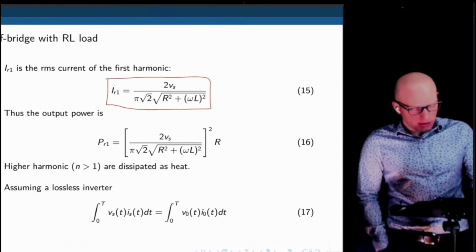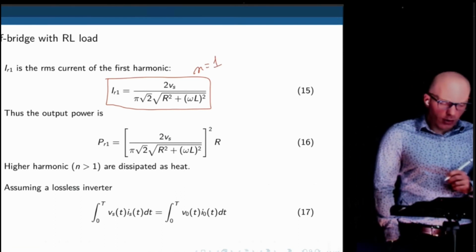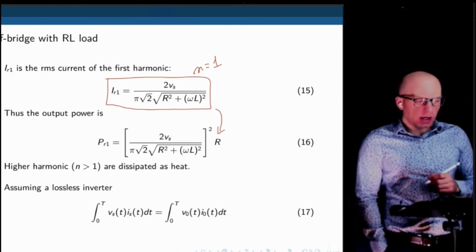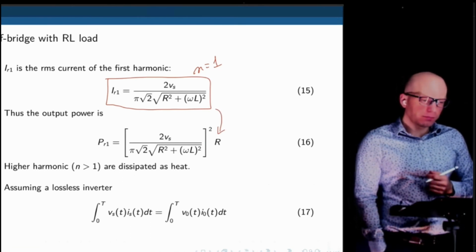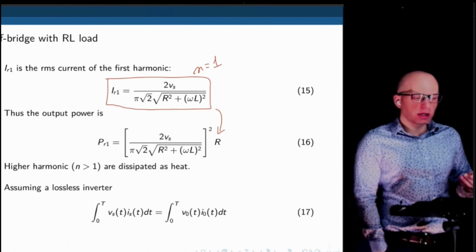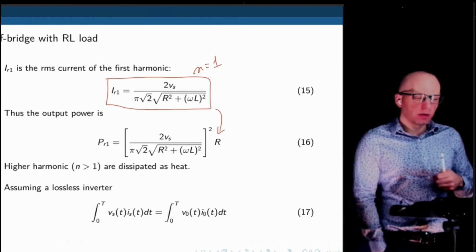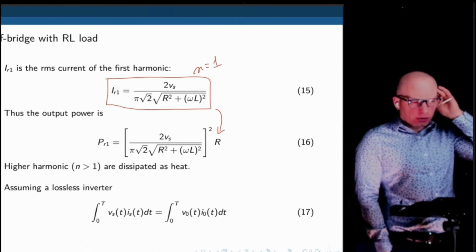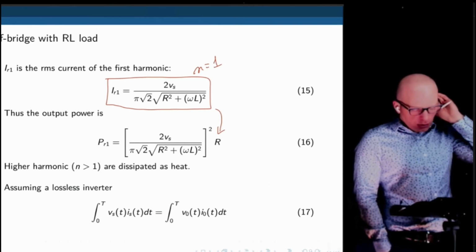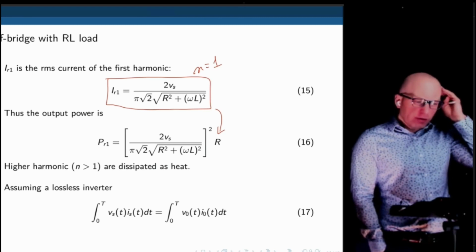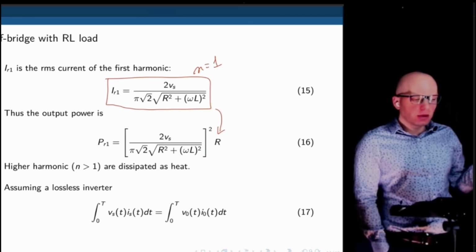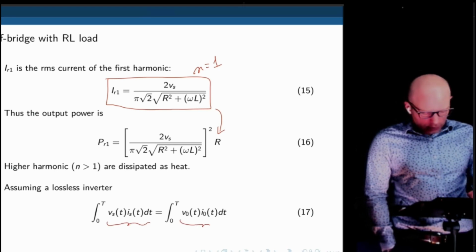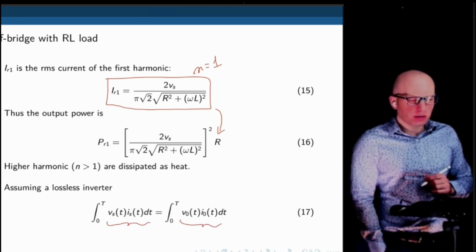All right, so this is n equals 1. And now replacing that in the previous equation, we multiply this squared by R and that gives the output power. And higher harmonics, again, are dissipated as heat and do not contribute to the overall power distribution to the load as far as the mechatronics project is concerned. Now, if you assume that you have a perfect inverter, the input power and the output power are the same.